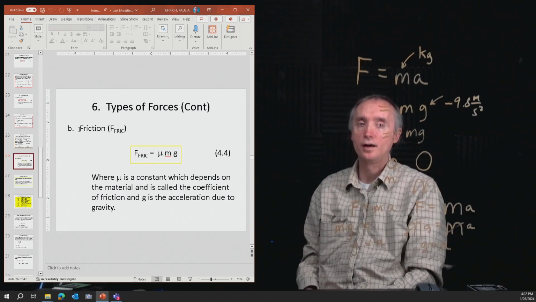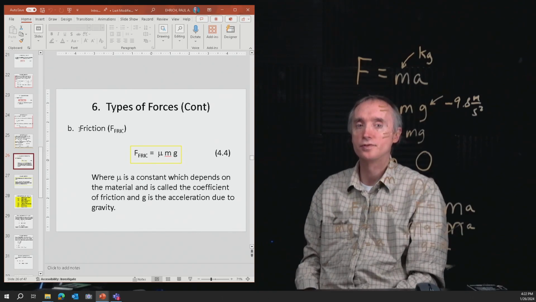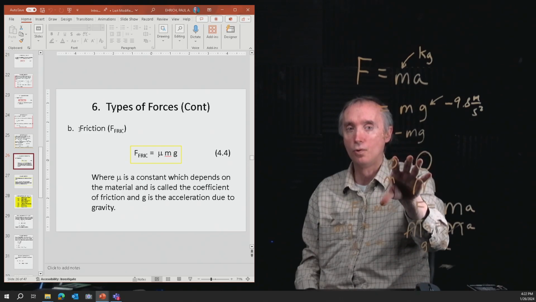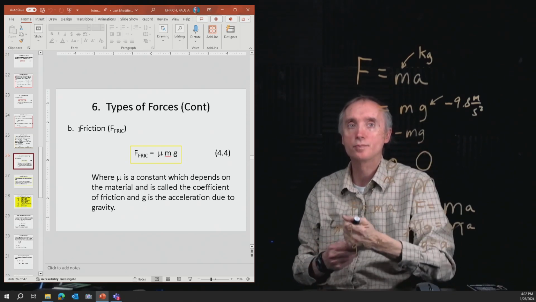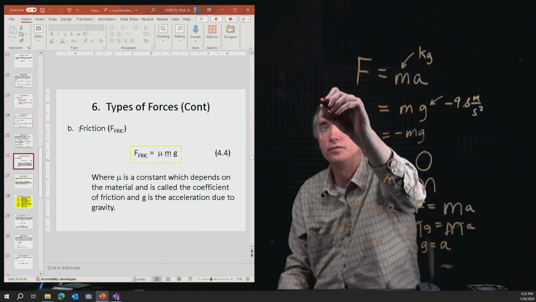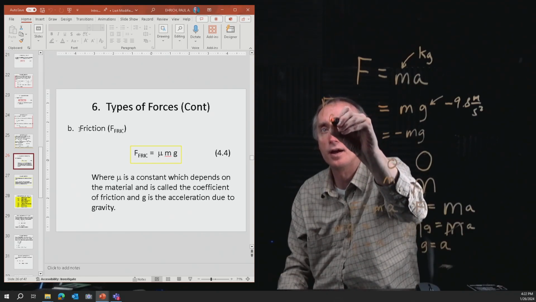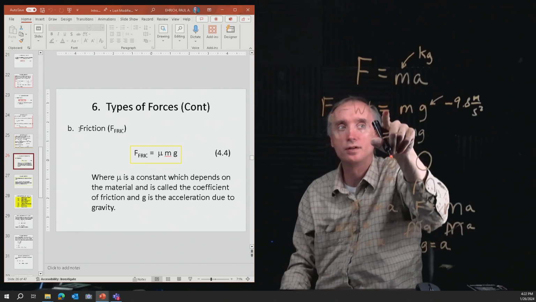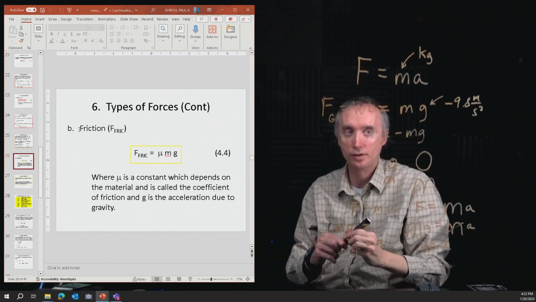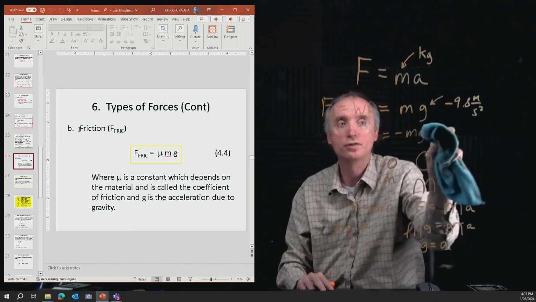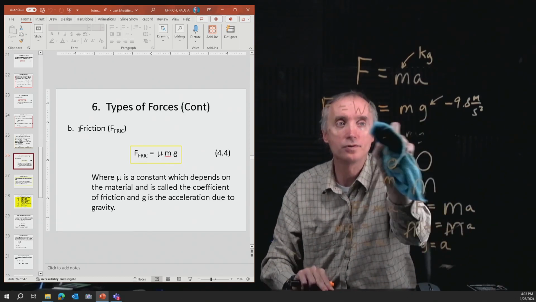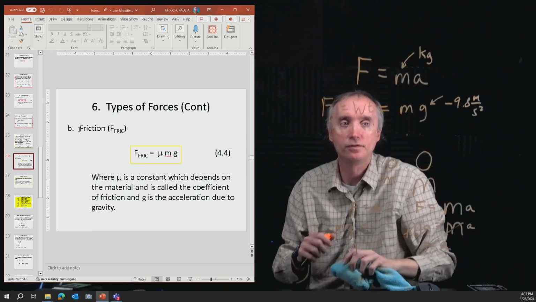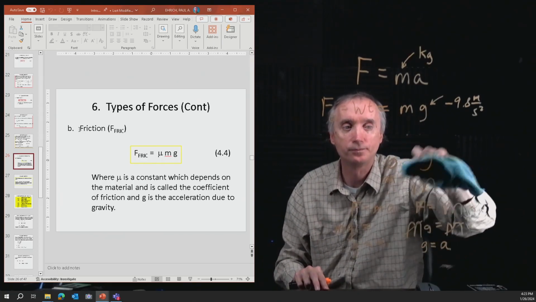Okay, and then another kind of force. This one was the force of gravity, or weight. So let's put this up here. The force of gravity is going to be equal to your weight, and is going to be equal to that formula there. So now we want to look at another force that acts in nature, and this one is going to be the force of friction.